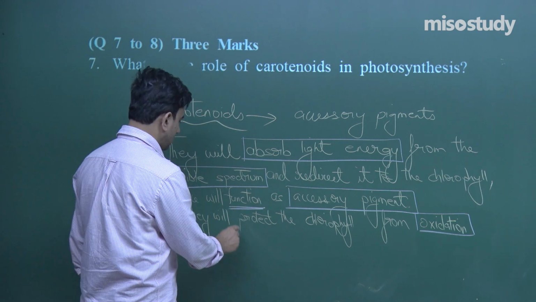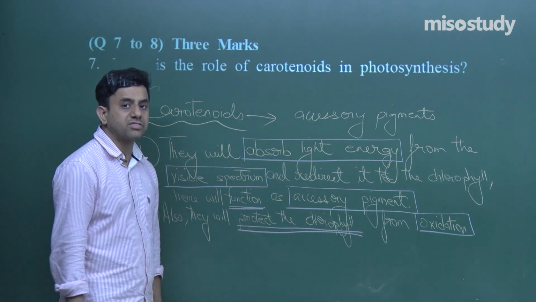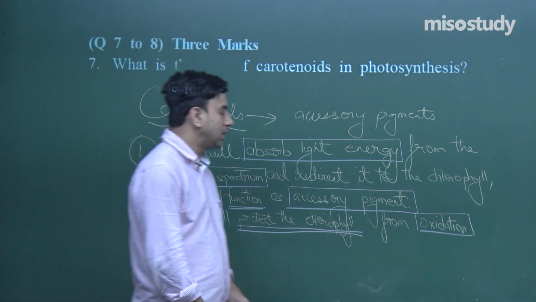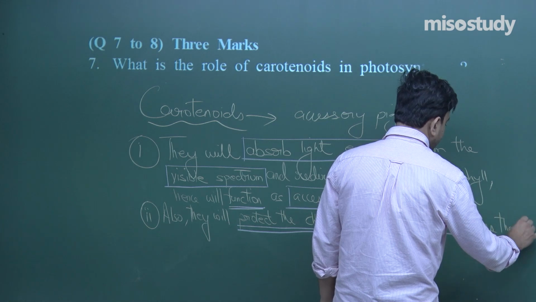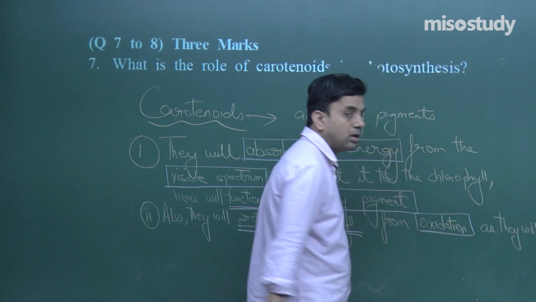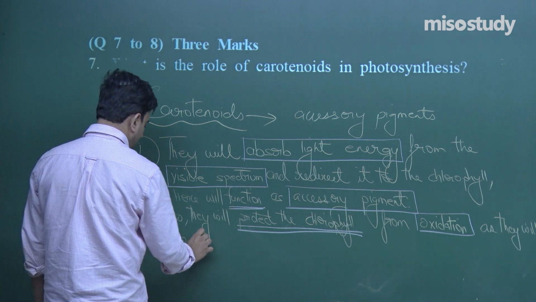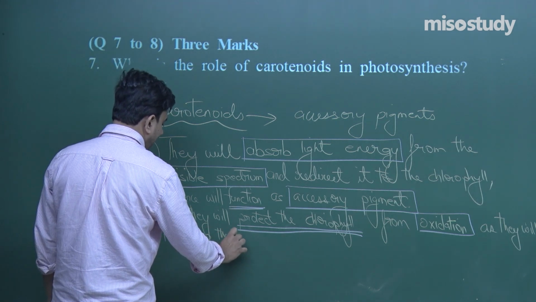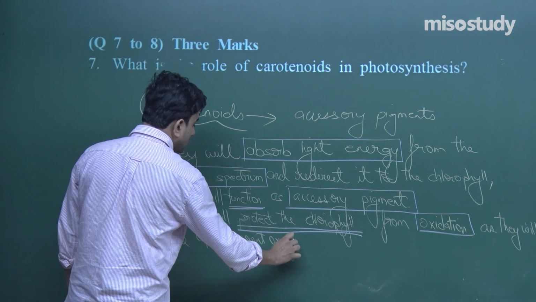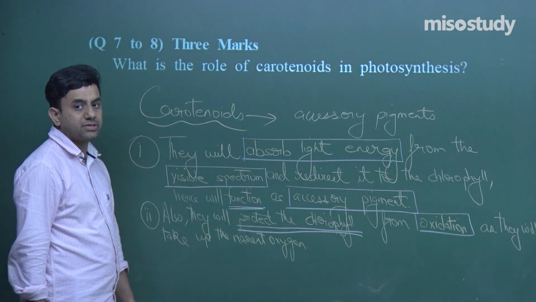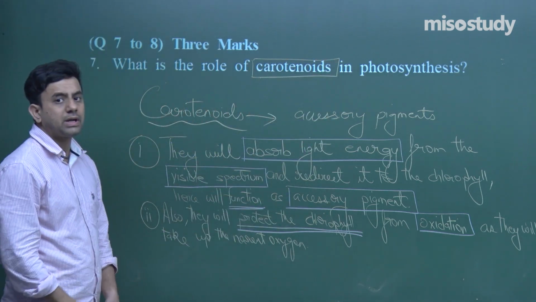So, they will protect the chlorophyll from oxidation as they will take up the nascent oxygen. So, these are the two important functions of the carotenoids.